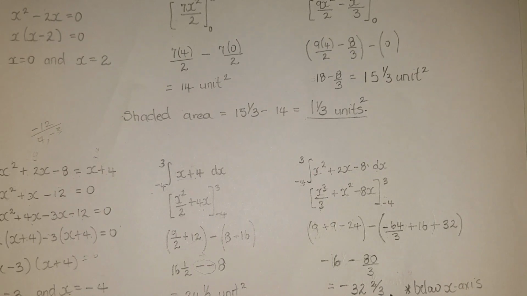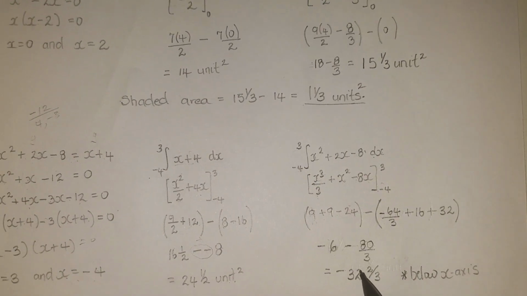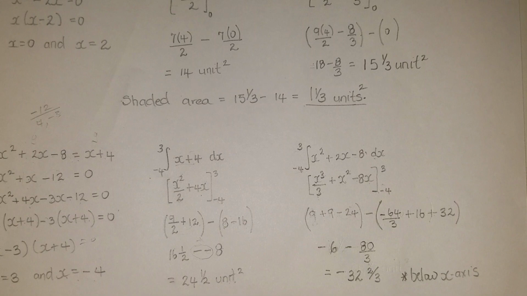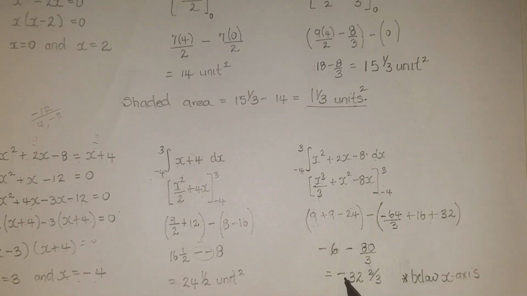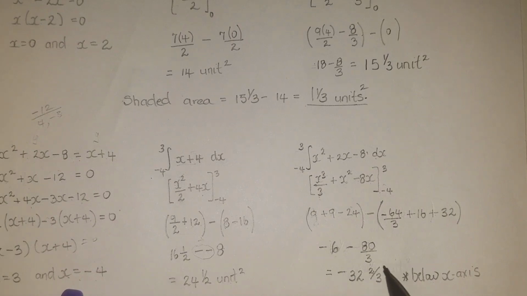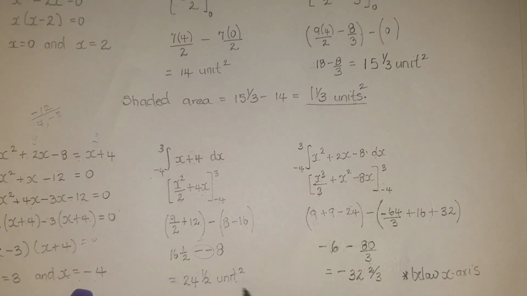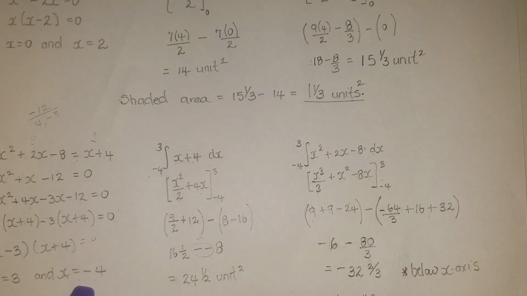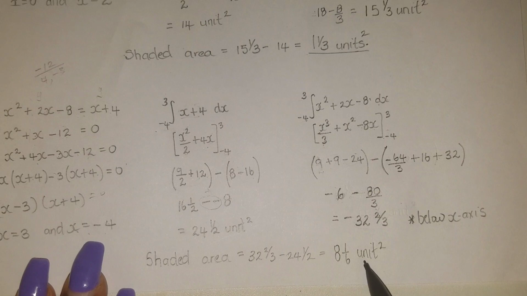Now, yes, the answer for the area is negative, but what it simply means is that this part of the curve is below the x-axis. That's why we get a negative value. So what we will do when we are subtracting is keep this as a positive, because the area is in fact positive, 32 and 2/3. So this is our larger area minus our smaller area, giving us an answer of 8 1/6 units squared.